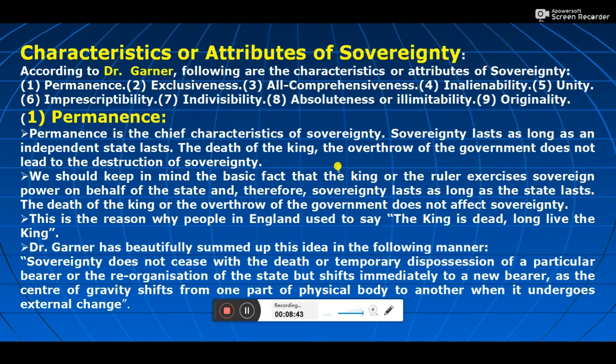First is permanence. Permanence is the chief characteristic of sovereignty. Sovereignty lasts as long as an independent state lasts. The death of the king or the overthrow of the government does not lead to the destruction of sovereignty. We should keep in mind the basic fact that the king and the ruler exercise sovereign power on behalf of the state, and therefore sovereignty lasts as long as the state lasts. This is the reason why people in England used to say, "The king is dead, long live the king."